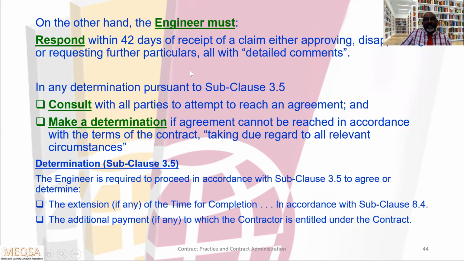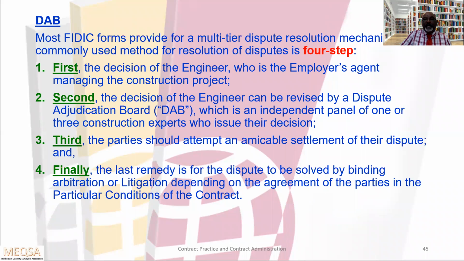So these are the determination. The engineer has to give the determination. If there is an extension of time, he has to give. Otherwise, if there is a cost, he has to give, or both. The next one, dispute adjudication board.